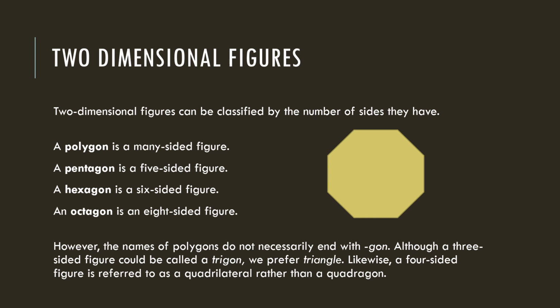And you may notice a pattern here that all those names end in gon, but it doesn't necessarily always go that way. The names of polygons do not always end with gon. One example that you can easily come up with is triangle. So we could call it a trigon, but we prefer the word triangle. And likewise, rather than calling a four-sided figure a quadrigon, we usually refer to it as a quadrilateral.